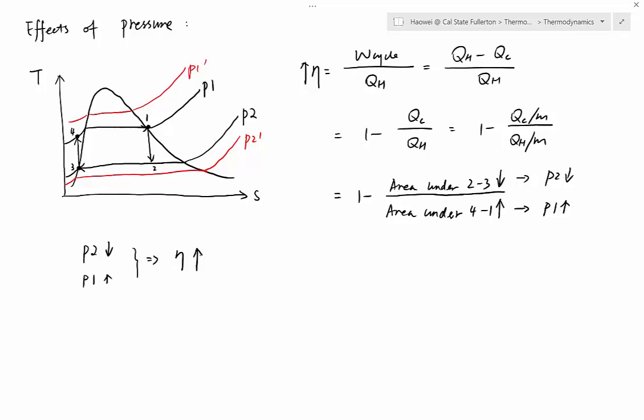And how do we raise P1? It's much, much easier. You just burn a lot of fuel inside the boiler to make the pressure go up. So this one, increasing P1, is more realistic.